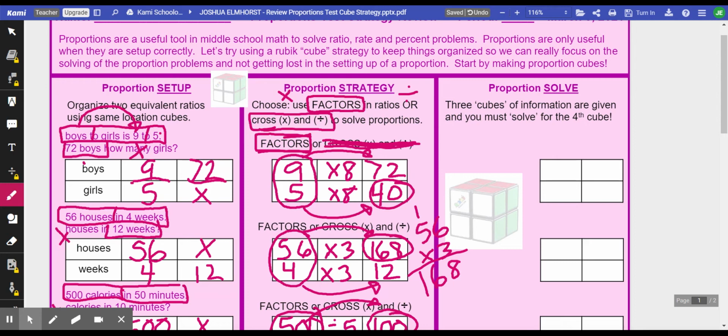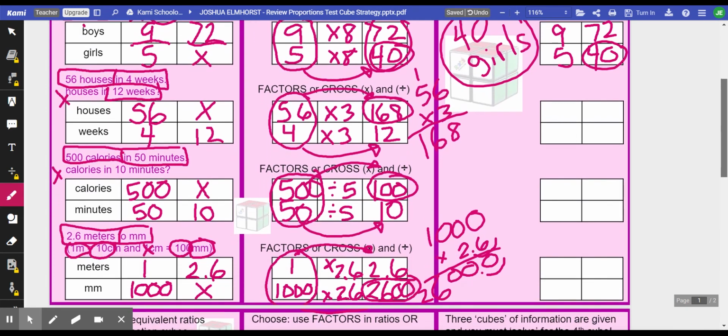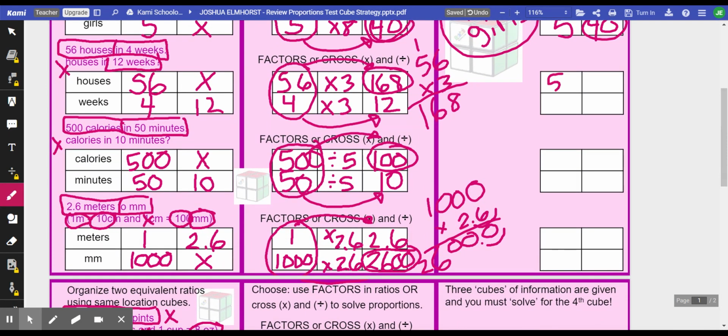Okay, so now we take our information here and move it over. So we got 9 over 5 and 72 over 40. And we go back to the question. It was asking to solve for girls. And so this would be 40 girls is the answer. Okay, take our information, 56 over 4 and 168 over 12. When we go back to the question was about houses. So it's 168 houses. And I'm just going to circle that right there.